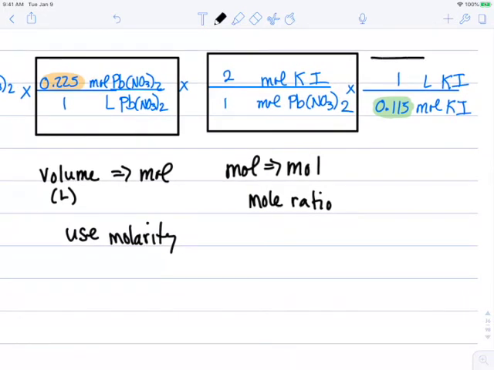And finally, third time's a charm. There we go.